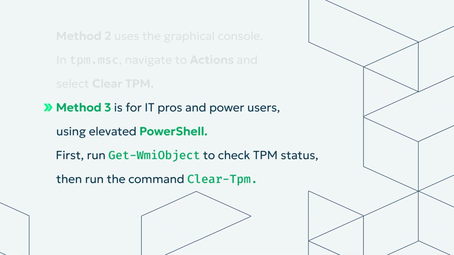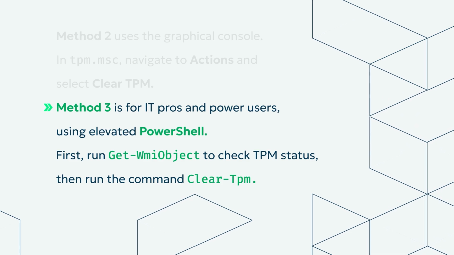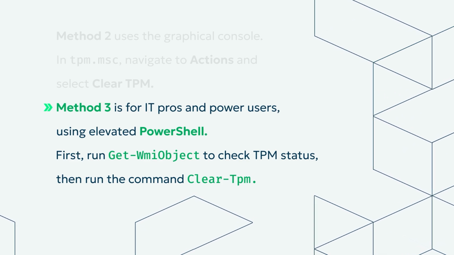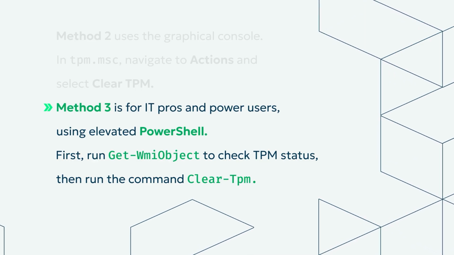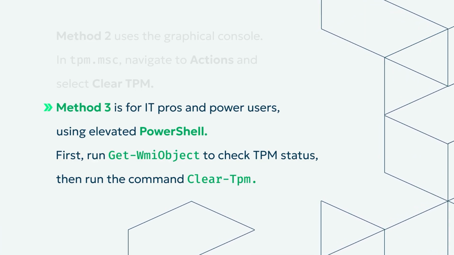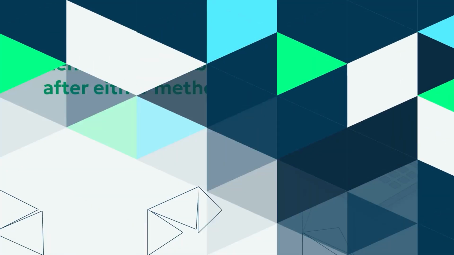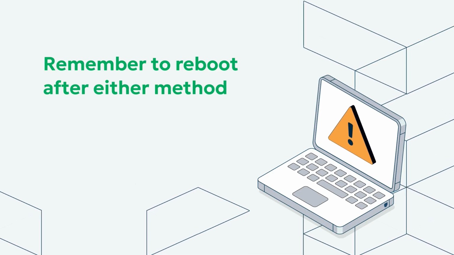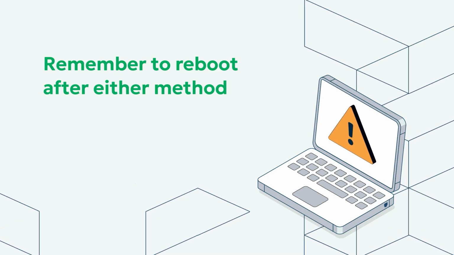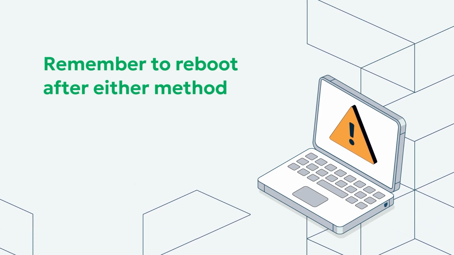Method 3 is for IT pros and power users, using elevated PowerShell. First, run Get-WmiObject to check TPM status. Then, run the command Clear-Tpm. Remember to reboot after either method. If the error persists after clearing, the root cause is likely a firmware level or driver level issue.